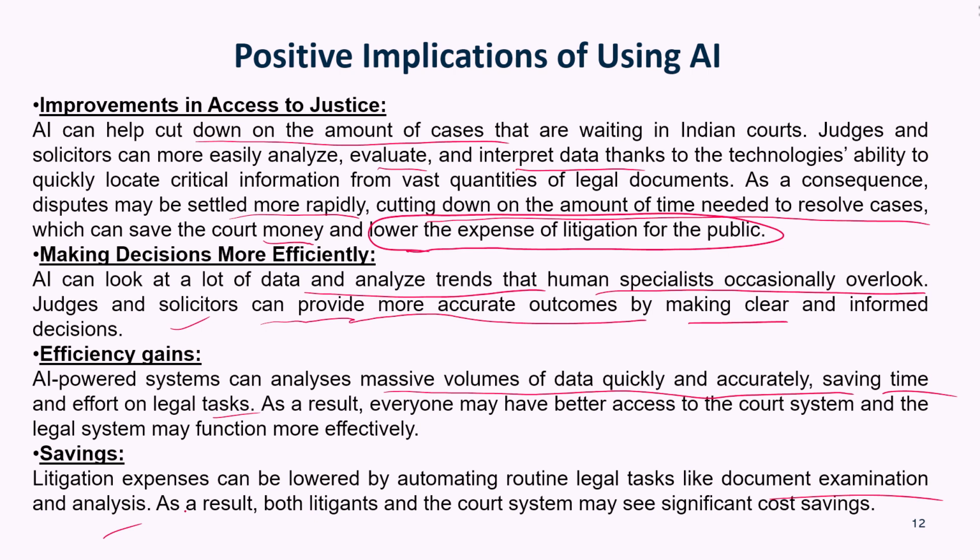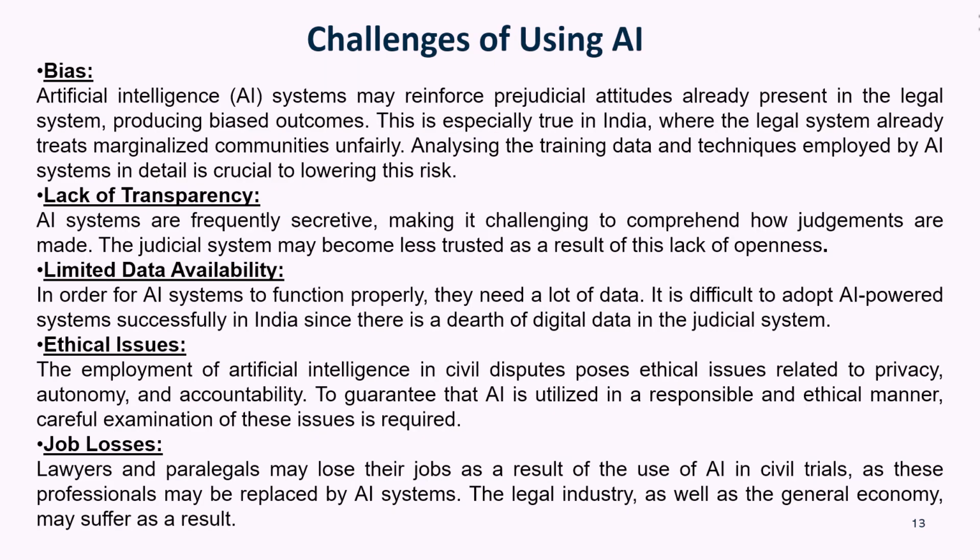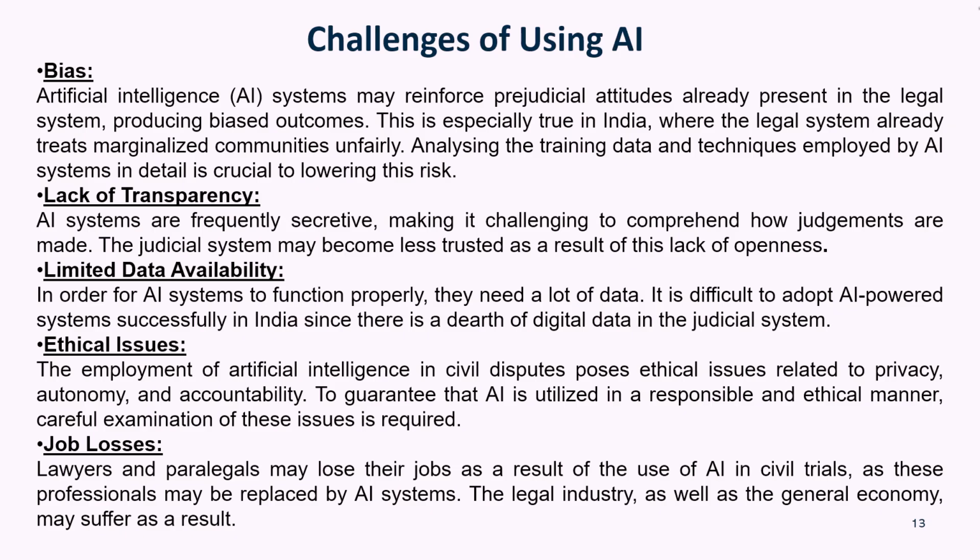Proceeding further to the challenges and apprehensions in the use of AI, which are some of the probable cons, you may say, right, of the technology called AI in the field of law. One of the cons is the biasness. It is said that the systems may enforce prejudicial attitudes already present in the legal system, producing biased outcomes, and this is especially true in India, where the legal system already treats marginalized communities unfairly. Analyzing the training data and technique employed by the AI system in detail is crucial to lowering this risk.